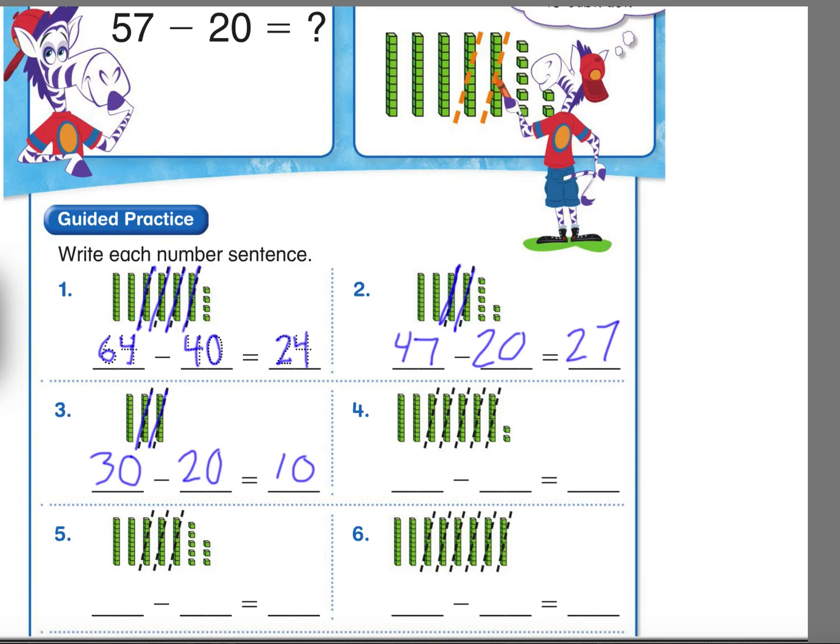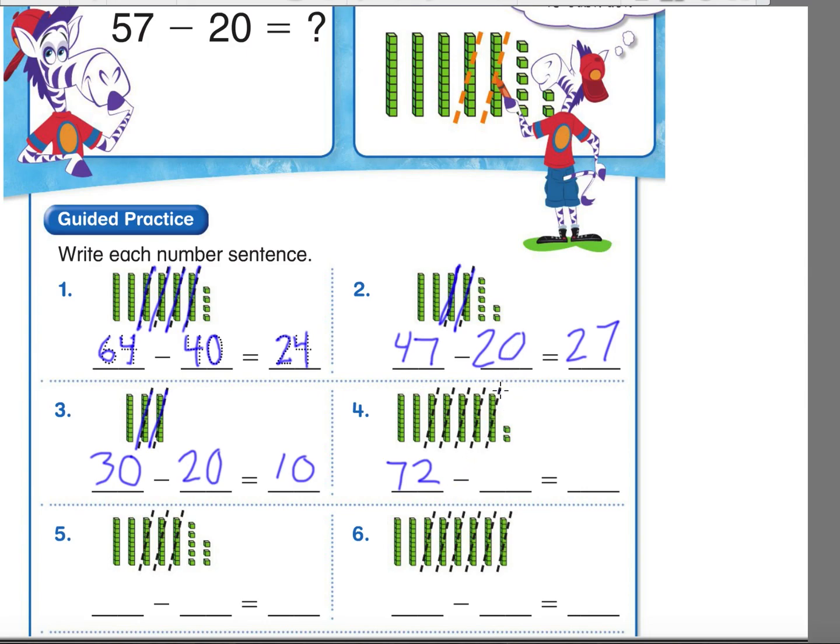All right, let's go over this one. Number 4, if you still need time, hit pause. If not, let's go. So let's count the total. We have 10, 20, 30, 40, 50, 60, 70, 71, 72. So our total is 72. Okay? Let's see how many they want us to cross out.